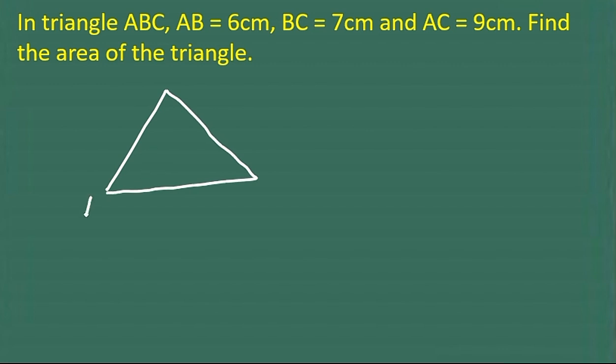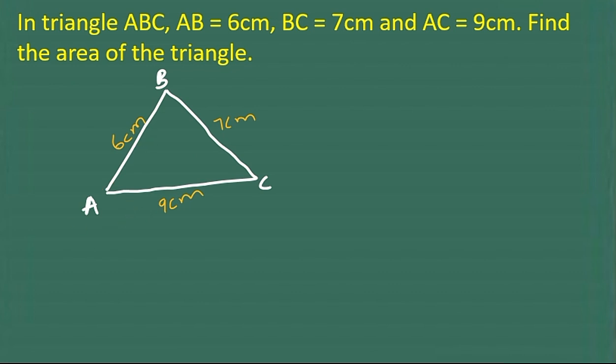So let's call this A, and let's call this B, and let's call this C. The dimension AB is 6 centimeters, and the dimension BC here is 7 centimeters, and here AC is given to be 9 centimeters. To find the area of this triangle, we need an angle. Three dimensions are given without an angle, so we need an angle.